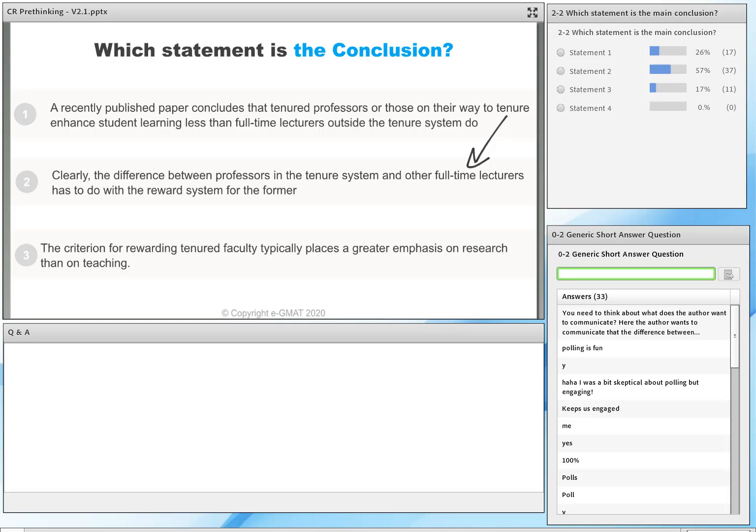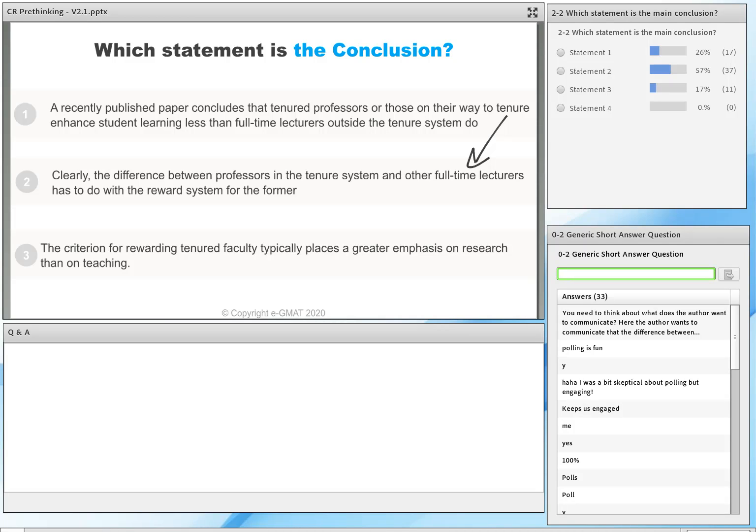All right. So let's come back to this over here. So statement 2 is the correct answer. And when you think about what's the main conclusion, ask yourself, what does the author want you to believe from this one passage or this one argument that I saw? And remember this, the conclusion is always by the author of the argument, not by someone else, but by the author of the argument.